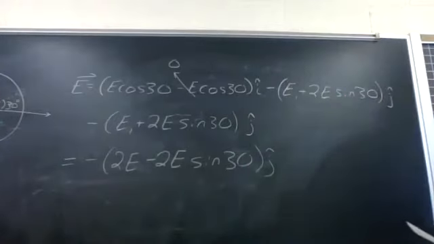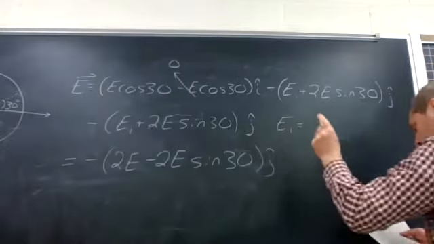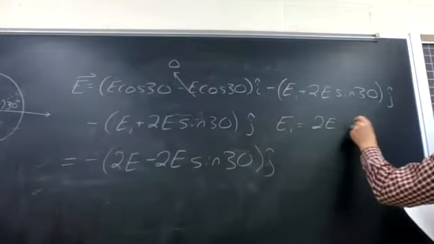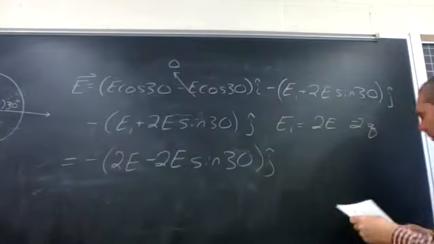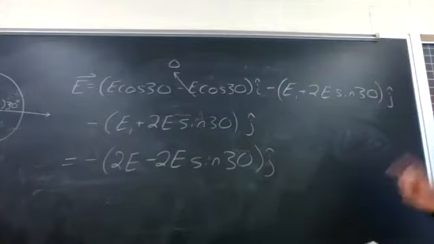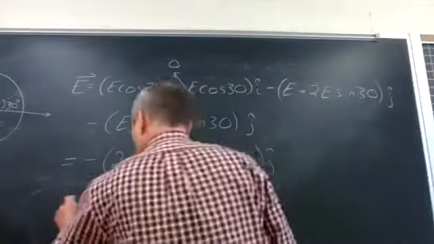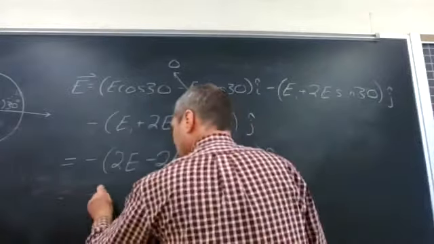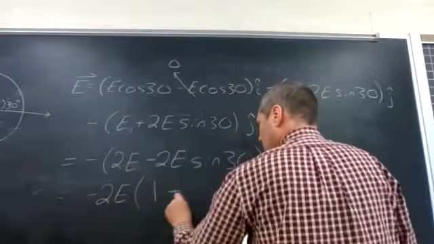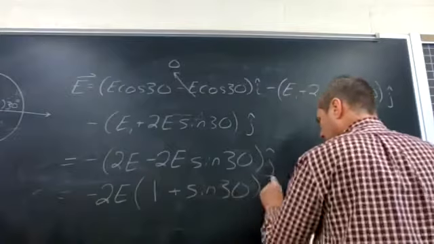Now this E1 up here is actually equal to 2e, simply because we have the minus 2q charge down. We don't need to worry about that. All right. So far, so good. Now we can pull a negative 2e out: 2e times 1 plus sine of 30 degrees J.